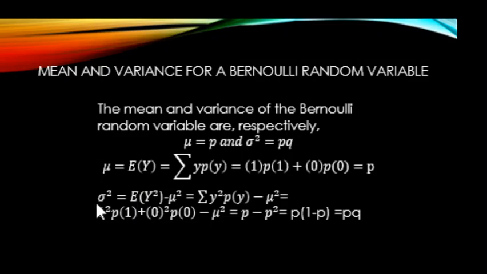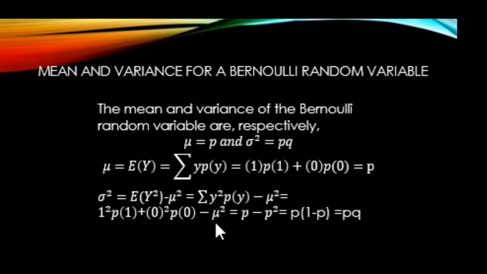This is derived from the general definition of expected value of Y and variance that we saw for a discrete random variable. The expected value of Y is the summation of Y times p of Y, so the values the discrete variable can take times the probability. A discrete variable can take the value of 1 or 0. The probability of 1 is p, the probability of 0 is 1 minus p. But when you multiply by 0, it's 0. So the mean is simply equal to p.